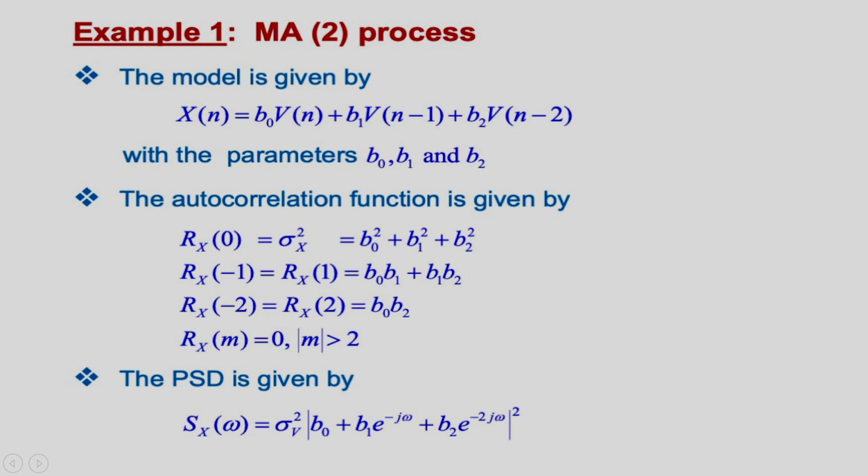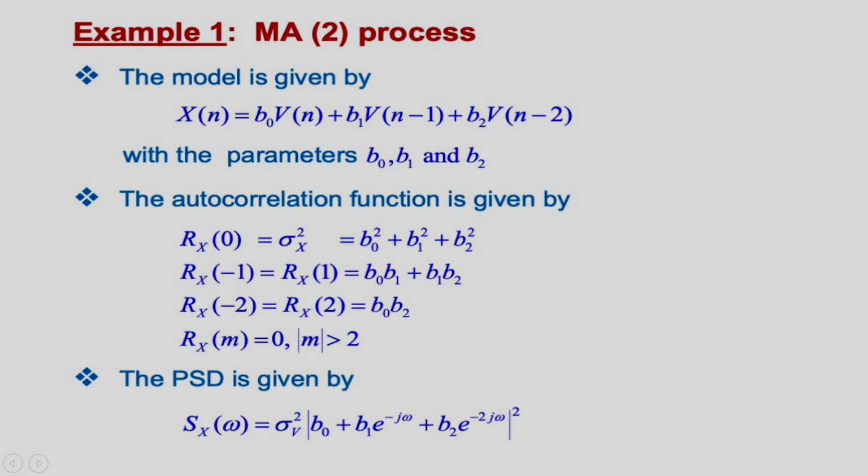We will give an example, an MA(2) process. The model is given by xn, this is the WSS signal, equal to b0 into vn plus b1 into vn minus 1 plus b2 into vn minus 2. Therefore, 2 is the value of q. So, 3 parameters are there, b0, b1 and b2. vn can be considered as unit variance white noise, because any variance can be absorbed in terms of b0.